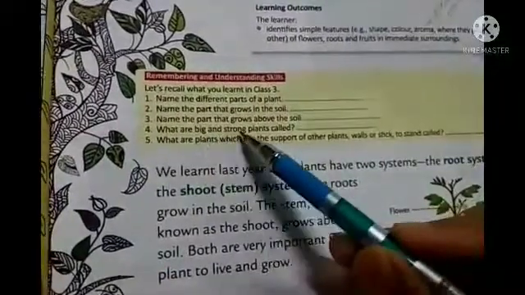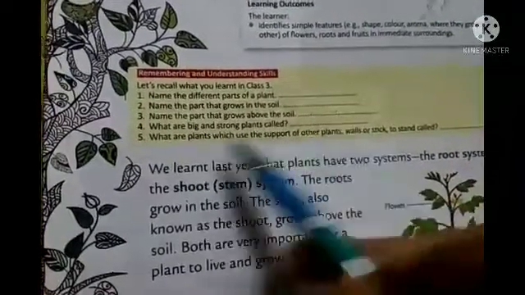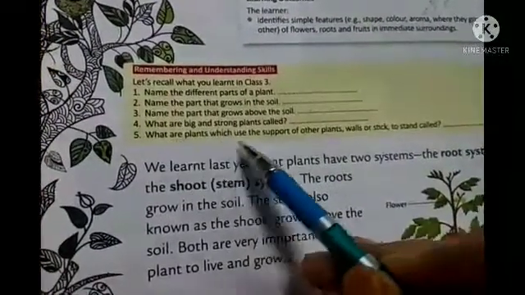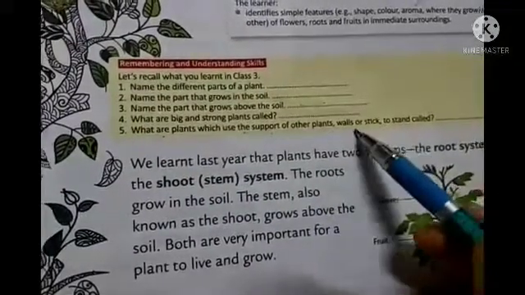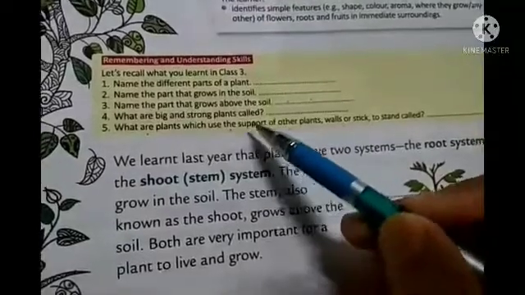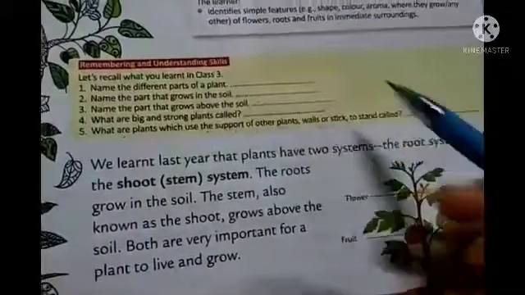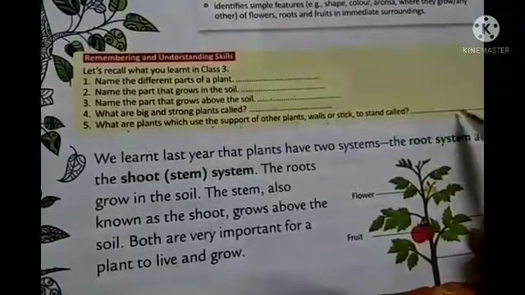What are big and strong plants called? Big and strong plants are called trees. Then what are plants which use the support of other plants, walls or stakes to stand called? Plants which take support of others, other plants or anything else, are called what? Climbers, right? So you can write it here.